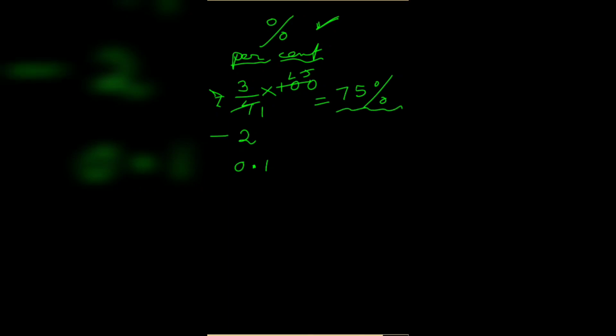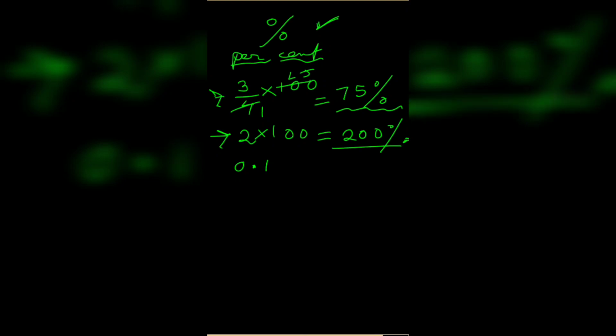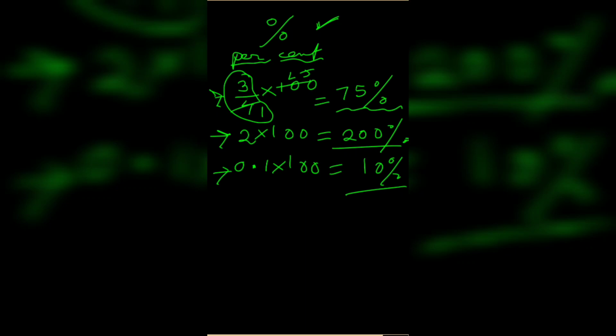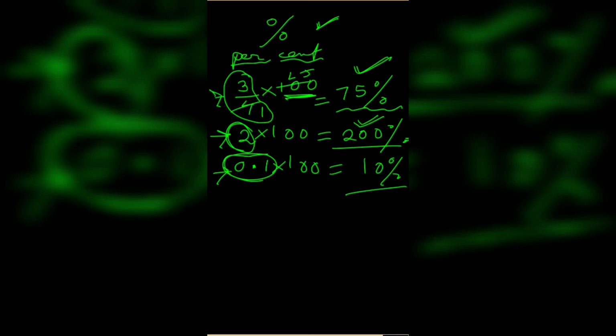What about 2, the second one? Look at this one. 2 multiplied by 100, that means 200%. So 2 out of 1 is 200%. What about the third one? 0.1 decimal into percent, just multiply by 100 and you get 10%. So no matter what you are given, if you are given a fraction, multiply by 100, you get the percentage. If you are given a pure number, 2 means 2 out of 1, multiply by 100 and you get the percentage. If you get a decimal number, multiply by 100 and you get the percentage. So just multiply by 100 and you get the percentage.